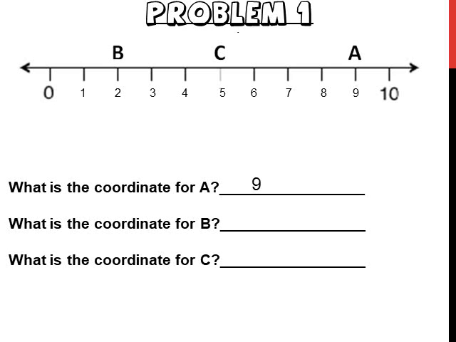What is the coordinate for B? If you look at B, look at the number underneath it and you'll see the number 2. The coordinate for B is 2. What is the coordinate for C? Find C, look at the number underneath it and write it down, which is 5. The coordinate for C is 5.